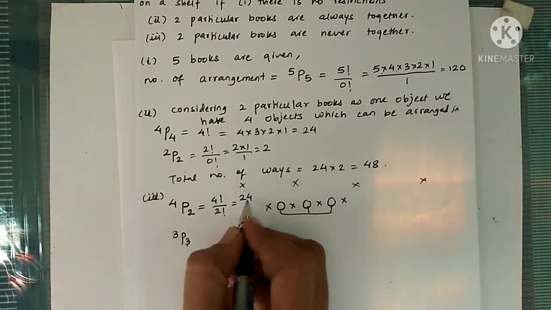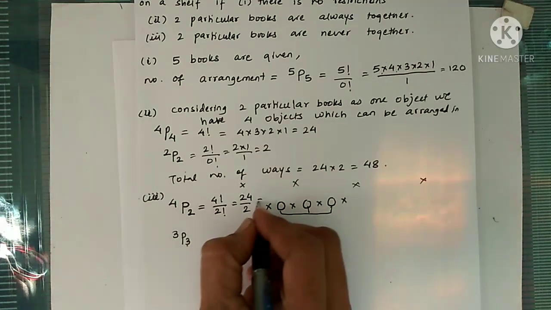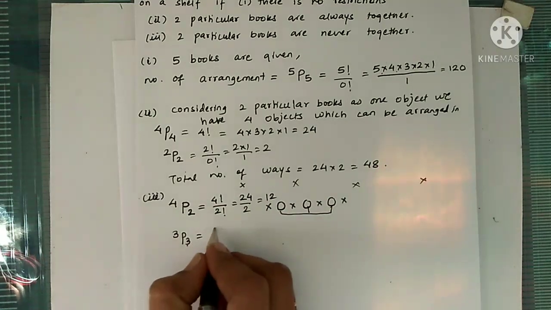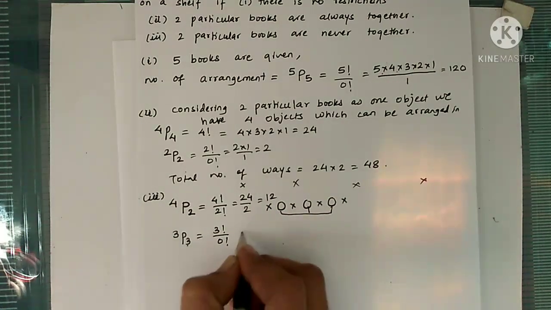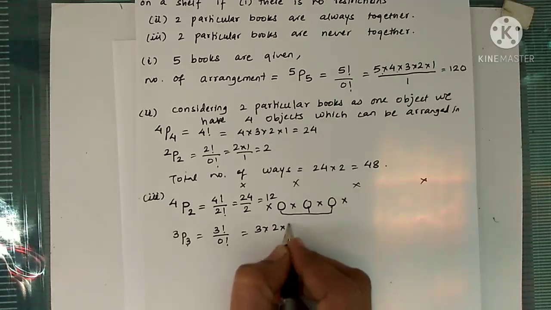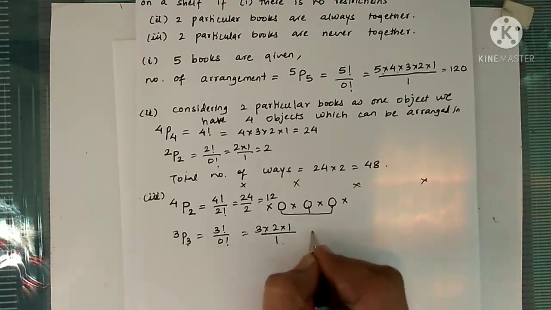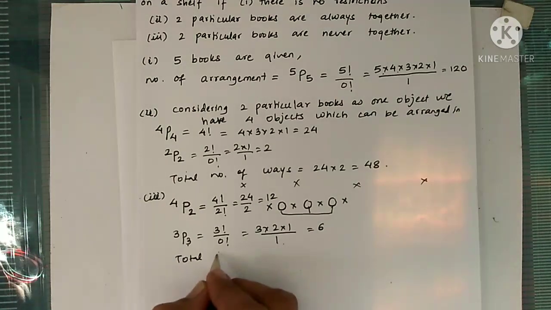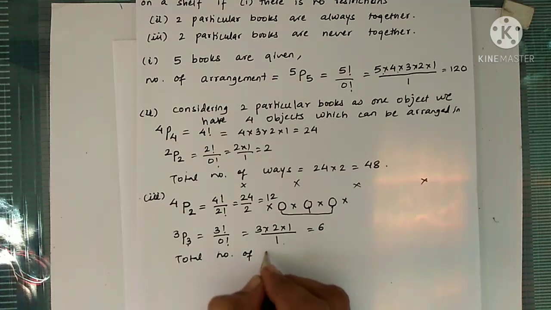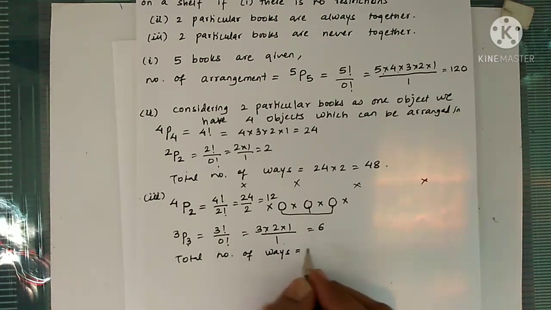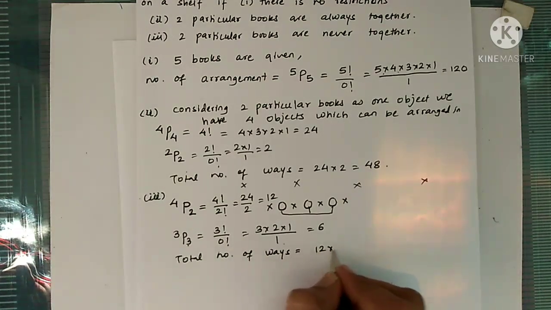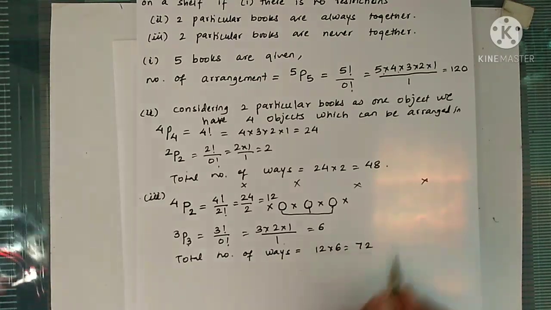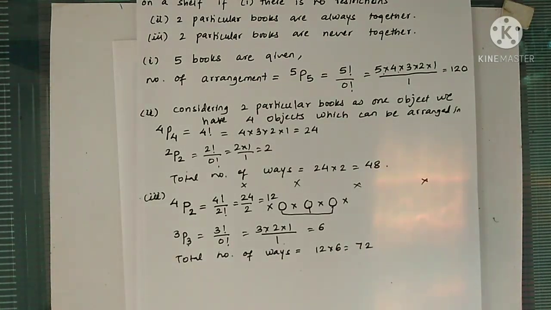Just now we have calculated this, it is 24, and 2 factorial is 2. So this is 12. And 3p3 is 3 factorial upon 0 factorial. 3 factorial is 3, 2, 1, this product, and 0 factorial is 1. So this is 6. So the total number of ways, by the multiplication principle, we have to multiply these 2 numbers. That is 12 into 6 equal to 72. So in 72 arrangements, these two particular objects are never together.